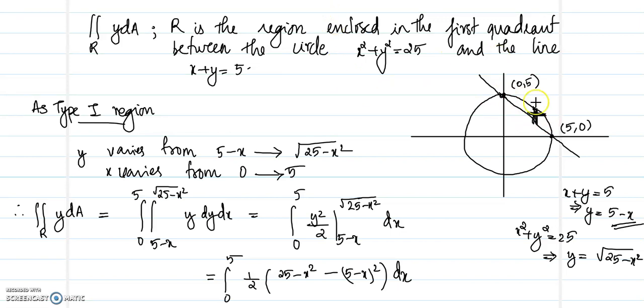So on the left side we will need to find x. So x will be equal to 5 minus y, and on the right side x will be positive here. So we'll get root of 25 minus y square. So x is going to vary from 5 minus y to root of 25 minus y square. Move the line from bottom to top. At the bottom y equal to 0, at the top y equal to 5. So y will vary from 0 to 5.